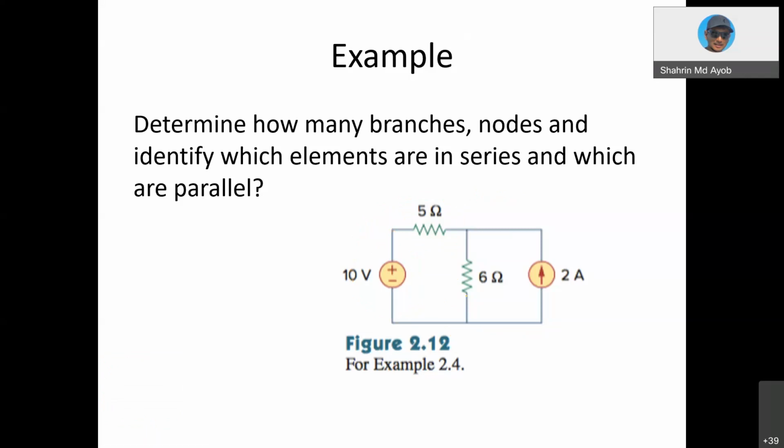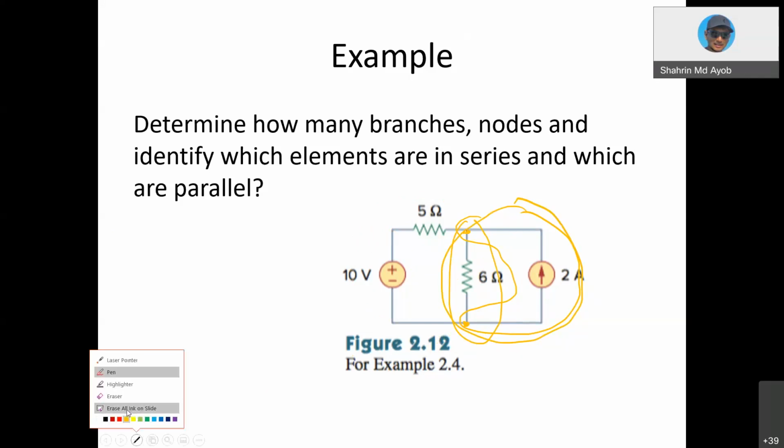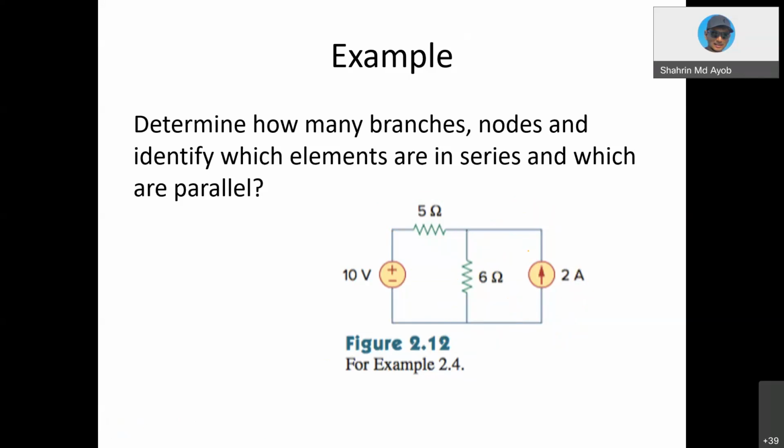Next, we go for the parallel. Which elements are in parallel? The 6 and 2, yeah, because it shares 2 nodes. So this branch and this one, overall, are sharing the same 2 nodes, meaning that they are parallel. So the voltage across the 6 ohm is the same as the voltage across the current source. Just note that the current source also has a voltage across it, okay?